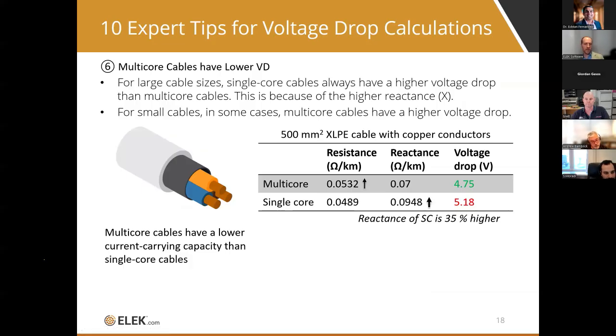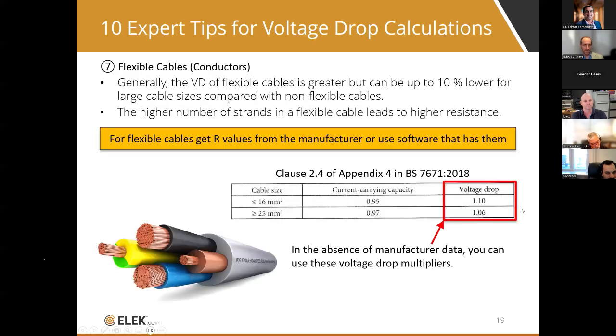Tip number 6, multi-core cables have a lower voltage drop in general than single core cables. This is because, especially for larger multi-cores, the cores of a 3-core cable are quite close to each other, so they have a lower reactance generally than a single core equivalent. Therefore, voltage drop is lower. However, the current capacity of a 3-core cable is generally lower than single core cables.